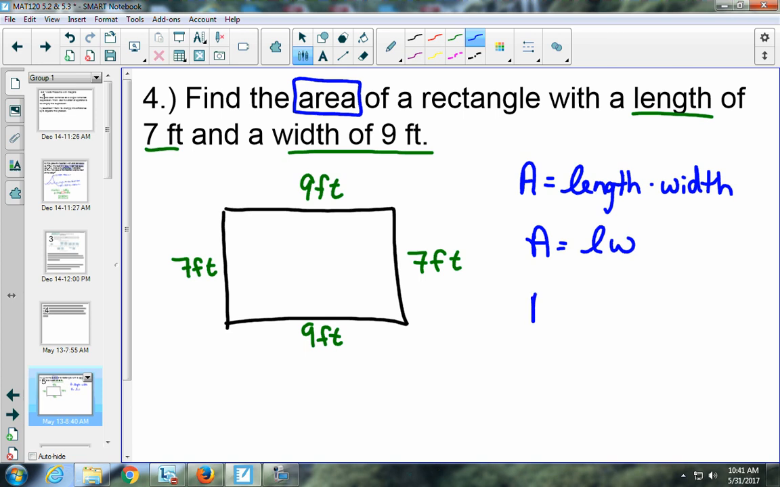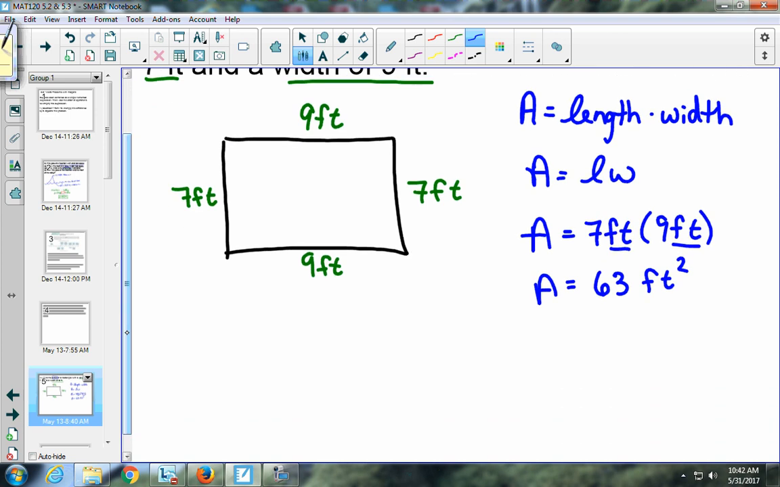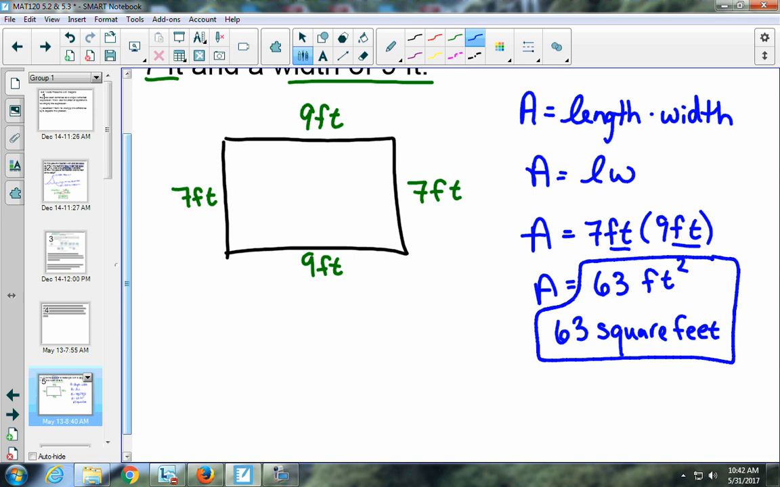So in this problem, our length is 7 feet and our width is 9 feet. So we multiply those numbers out. Our 7 times 9 is 63. And we're also multiplying those units. So feet times feet gives us square feet, or feet squared. And you can write it that way with the exponent, or you can write it out in words. Either way is completely correct. So the area of this rectangle is 63 square feet.